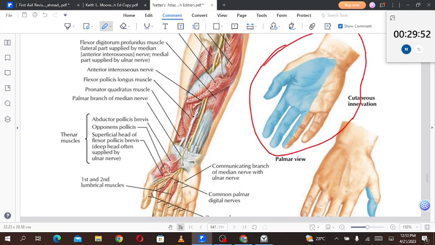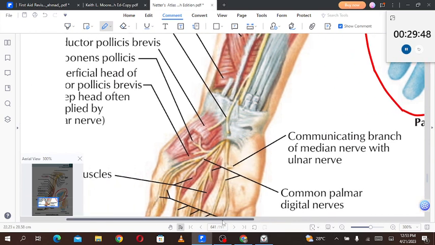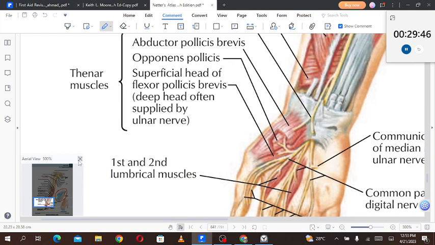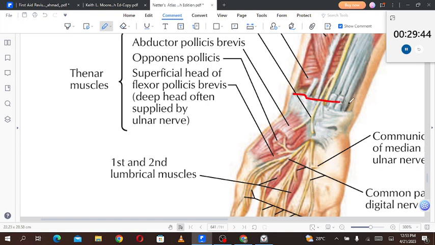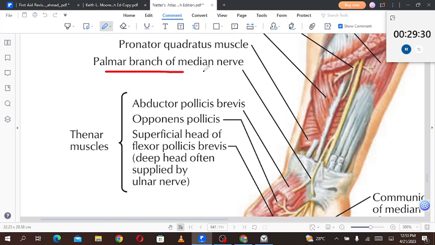Secondly, the point to ponder over here: the carpal tunnel is over here. The tunnel you can see in this picture, this one I'm highlighting right now. This is the flexor retinaculum, and it forms the roof of the carpal tunnel. The median nerve passes below that, but there is only one branch that moves above it: the palmar branch of the median nerve.